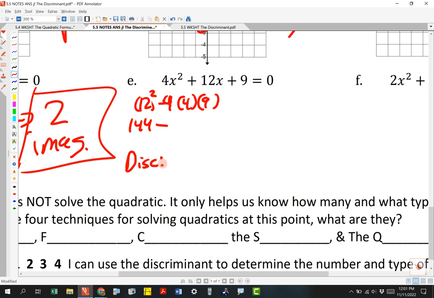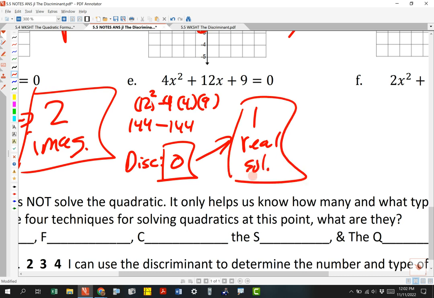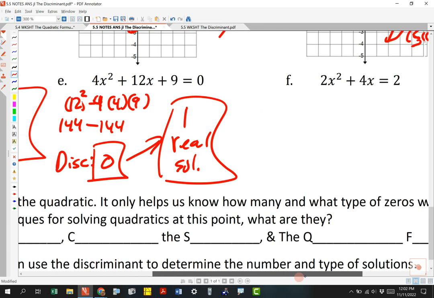I do know for sure that I'm subtracting something, right? And however you want to multiply these, how much are we subtracting? 144. So we get 0. So it's 0. What does that imply? What does that tell us? One real, what words could we use here? Solution, x-intercept, root. I think they call them roots or whatever. Okay, so one real, solution, root, 0, anything like that. Okay, everybody good there?